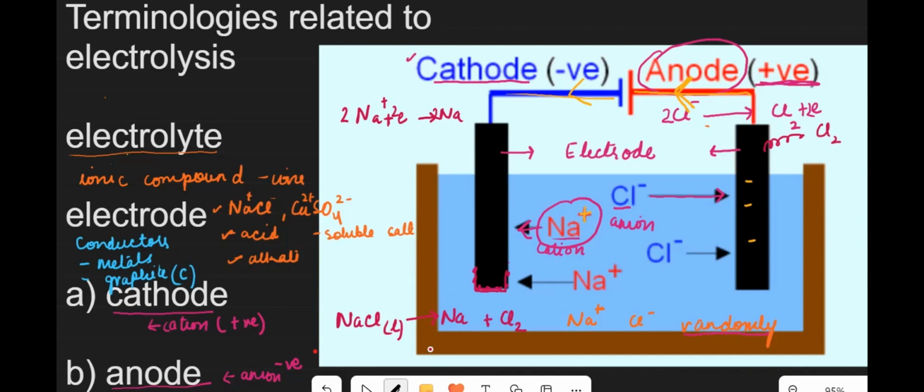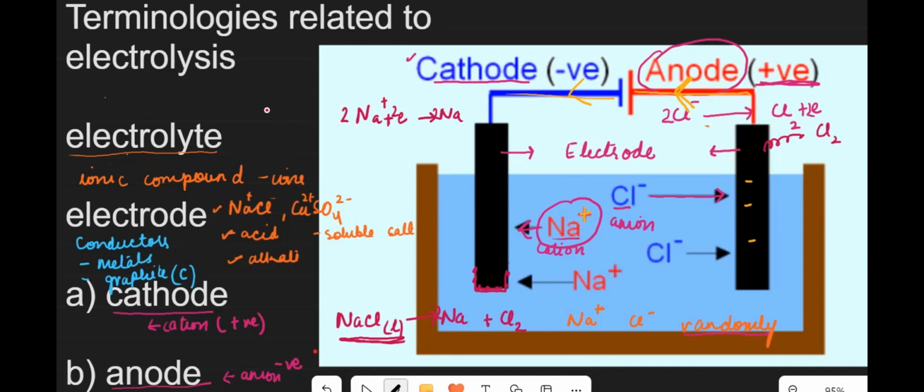So this is what the terminology electrolysis means. Electrolysis means the decomposition of an electrolyte into its components when a DC current is passed through it. So this is how the whole process of electrolysis takes place.